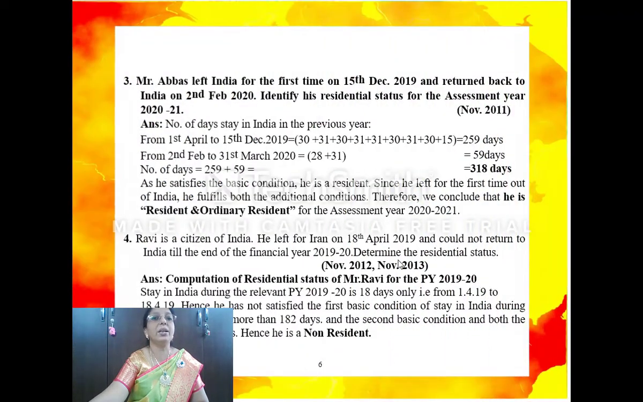Next situation: Mr. Abbas left India for the first time on 15 December 2019. Only now he is leaving India. Before that he has been here only. And he comes back on 2nd February. So during the previous year, he is in India from 1st April to 15 December 2019. April 30 days, May 31, June 30, July 31, August 31, September 30, October 31, November 30 and December till 15, so 15 days. So this is his stay in India till December.